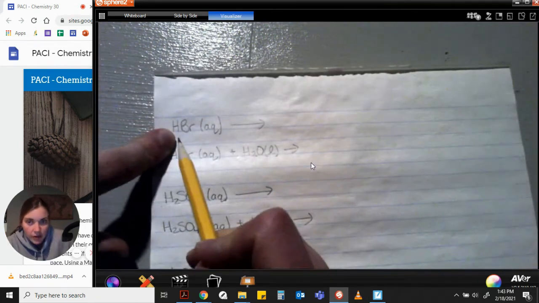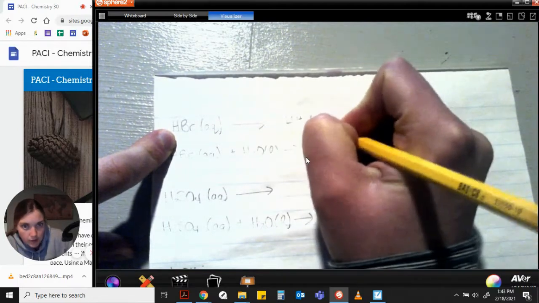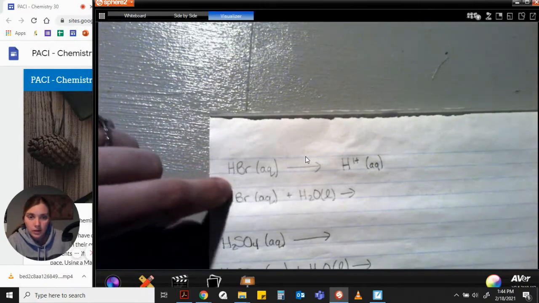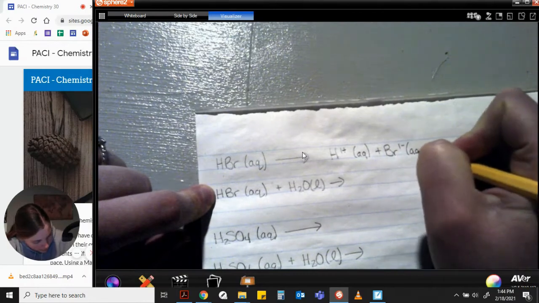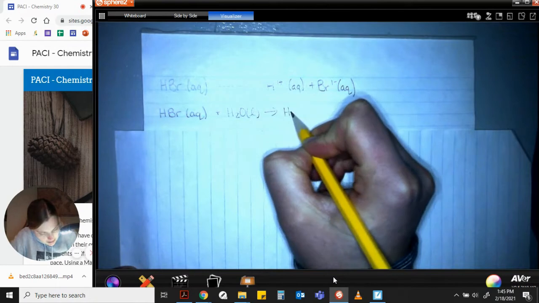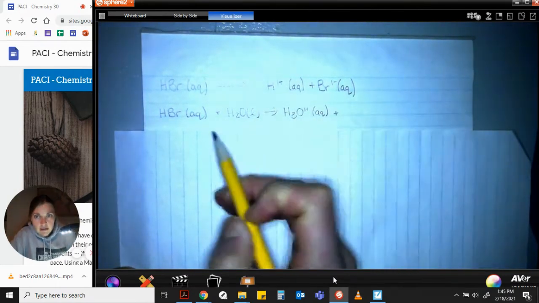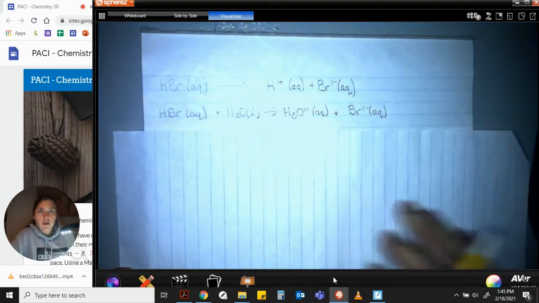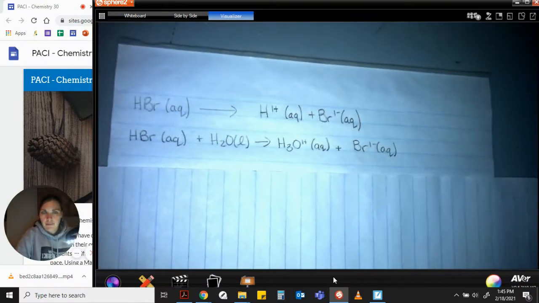And so here, if we're writing a dissociation equation, we've got a hydrogen ion that's coming from that. So we get our hydrogen ion and our bromide ion. So the other way that this can look is we've got our hydrogen that's going to come over here. So we could end up with an H3O 1+, aqueous, plus our bromide by itself. So both of these are options of how you can write it down.